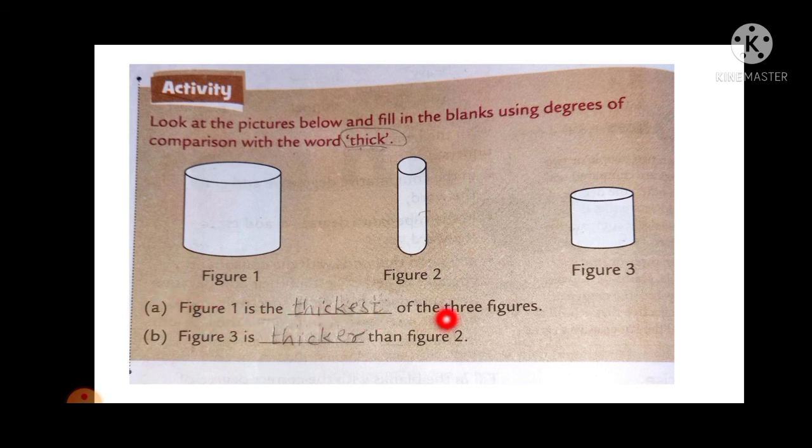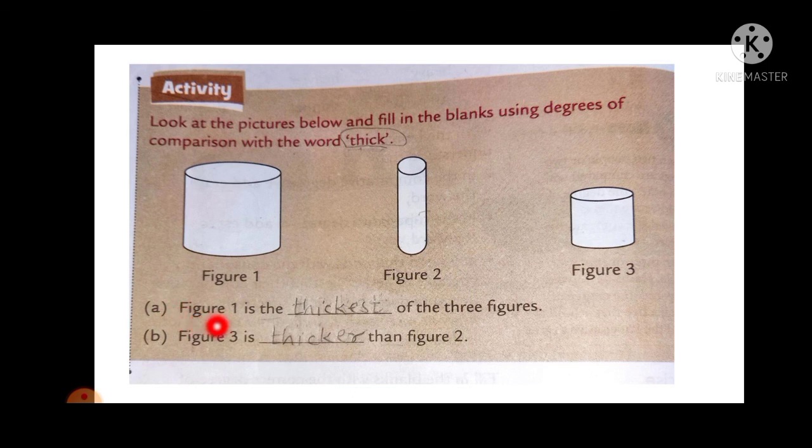Figure 1 is the dash of three figures. So here figure 1 is compared with the other two figures. That's why comparison is there, and here figure 1 is the thickest of all these. So thick, T-H-I-C-K, we put -est here: thickest. So figure 1 is the thickest of the three figures. Okay, so figure 1 is the thickest of the figures.